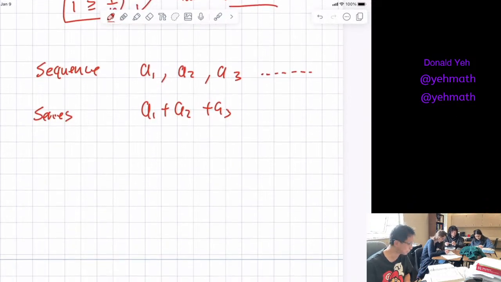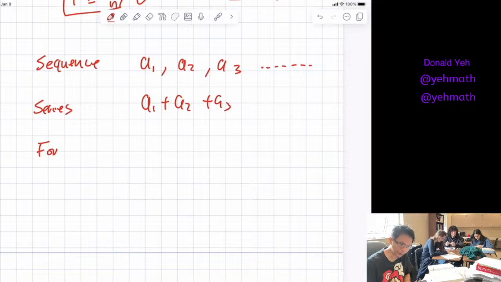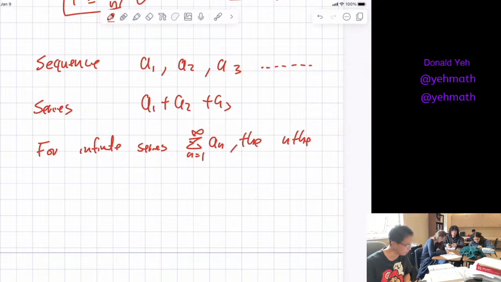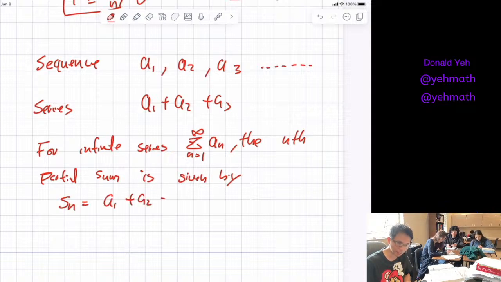So if I have an infinite series, summation of n equal to 1 to infinity of a_n, the nth partial sum is given by S_n equals a1 plus a2 plus a3 plus dot dot dot all the way to a_n.